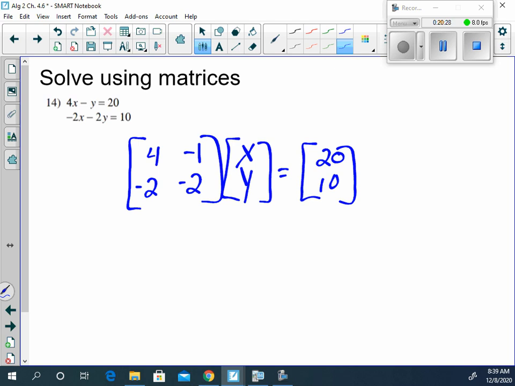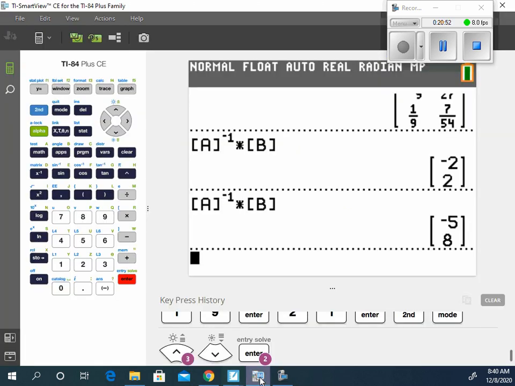Any questions on this here so far? Okay. Now we could do this by hand or we can do this in the calculator. It doesn't matter which one we do. Let's just continue on doing this in the calculator.